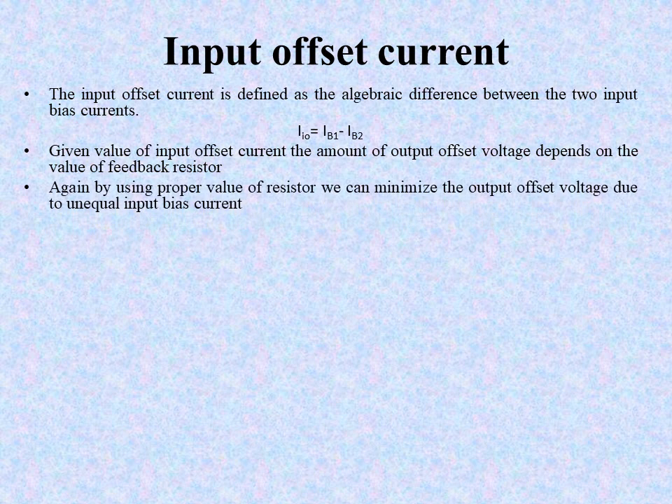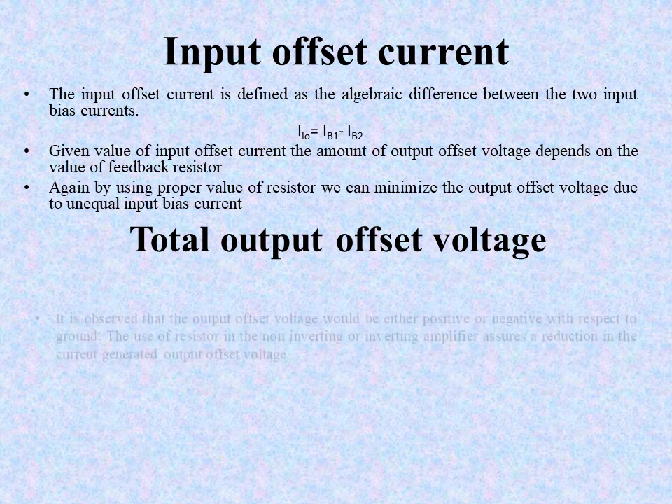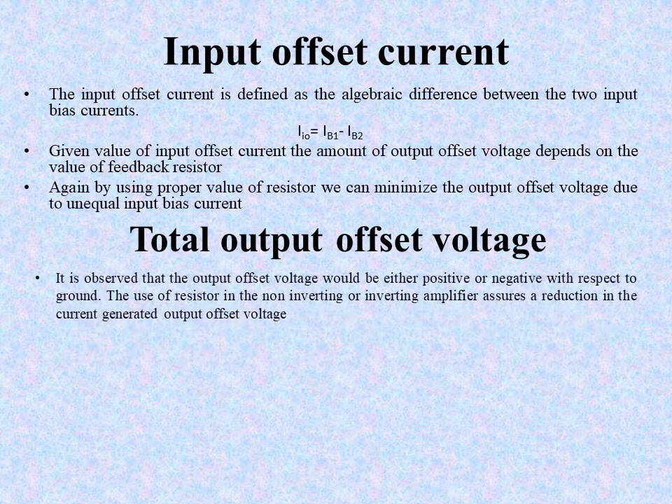Again, by using a proper value of resistor, we can minimize the output offset voltage due to unequal input bias current. Because the input bias current is reduced by this resistor, the same resistor can be used to reduce the input offset current also. So total output offset voltage arises due to input offset current, input bias current, and input offset voltage. It is observed that output offset voltage would be either positive or negative with respect to ground.